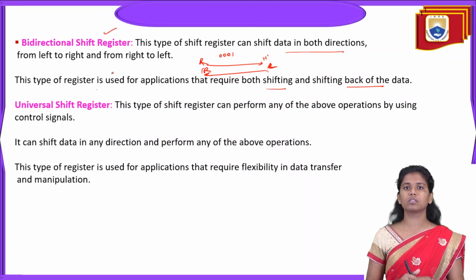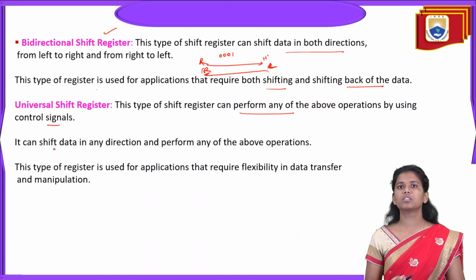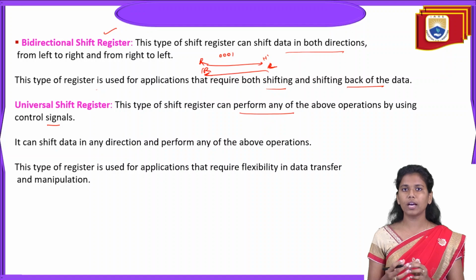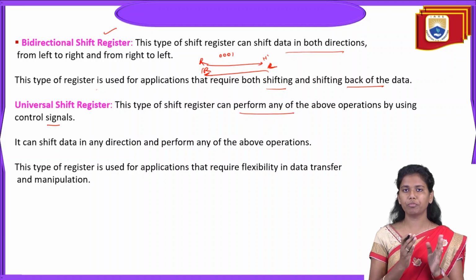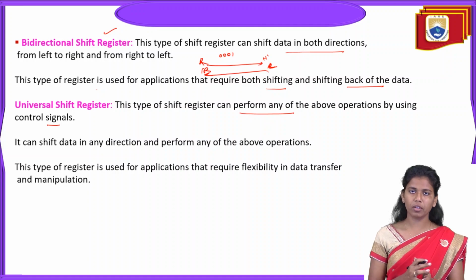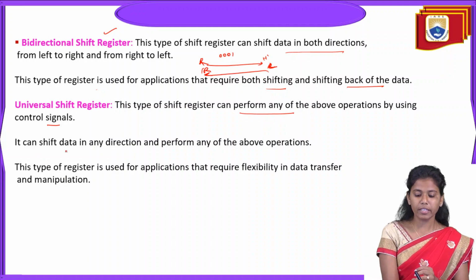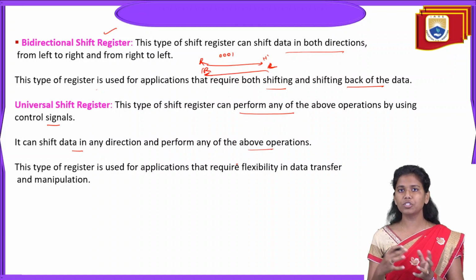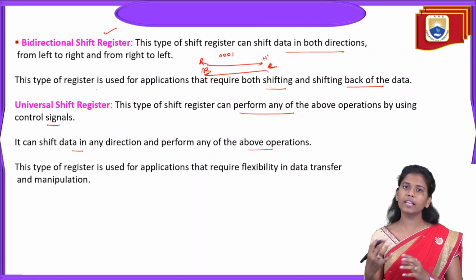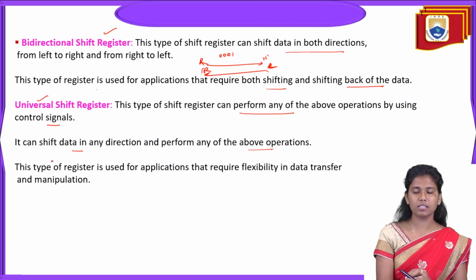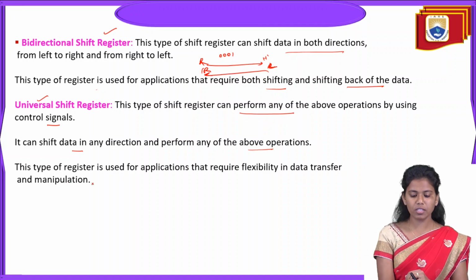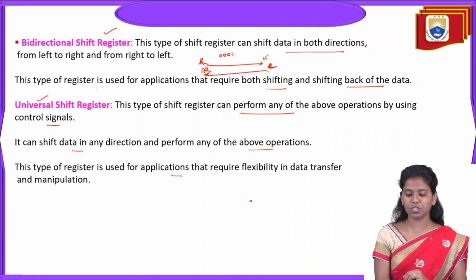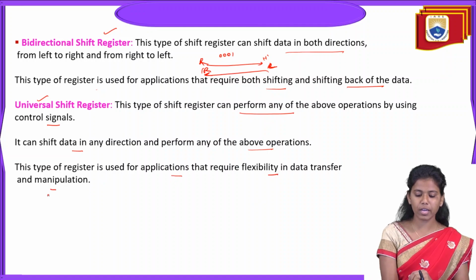And now coming to the universal shift register. A universal shift register can perform any of the above operations using control signals. It has some control signals so that it can perform any kind of operation, that means from left to right or from right to left. By using these control signals, it can shift data in any direction and perform any of the above operations. That's why we call it a universal shift register. Also, this type of register is used for applications that require flexibility in data transfer and manipulations.